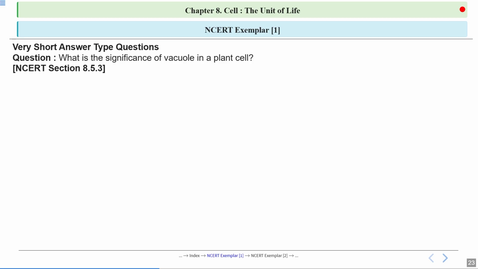So next are very short answer type questions. So what is the first question here? What is the significance of the vacuole in a plant cell? So plant cells consist of a large central vacuole. What is the significance of this vacuole? So what would be the correct answer?